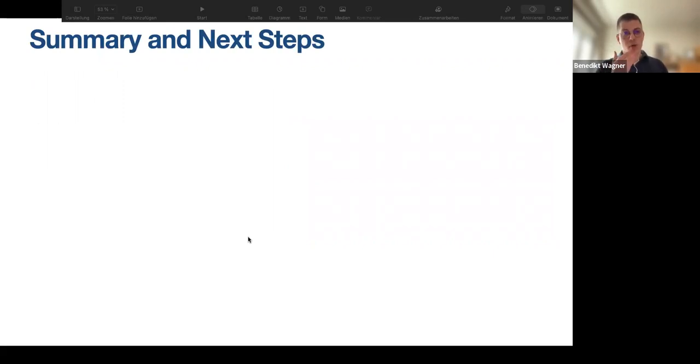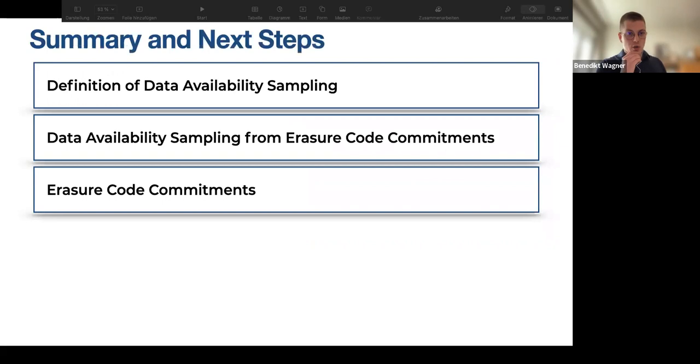Let me now summarize what we have seen and what the next steps are for us. So I showed you the definition of data availability sampling that we came up with. And I showed you this framework, how to construct data availability sampling from erasure codes. And then we looked at two specific constructions for erasure codes and erasure code commitments.